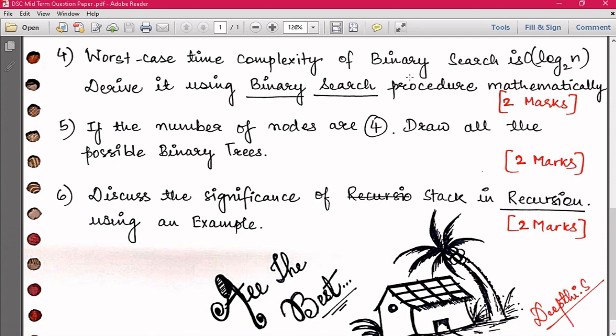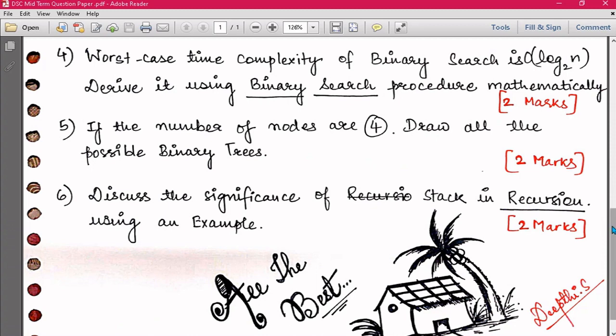So initially the list size is n, then it will be n by 2, then n by 4, and likewise in the end the number of elements in the array is 1. This we have already discussed in the class in detail, and I will also upload the solution. There you will get to know how to attempt this question. So when you use this concept, in the end you will find the time complexity.